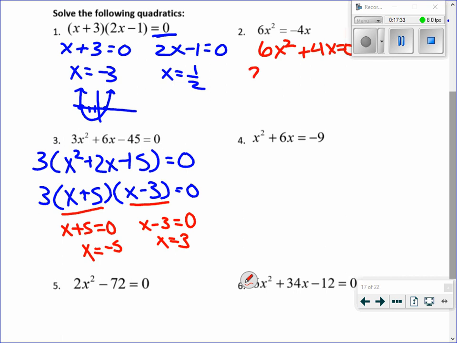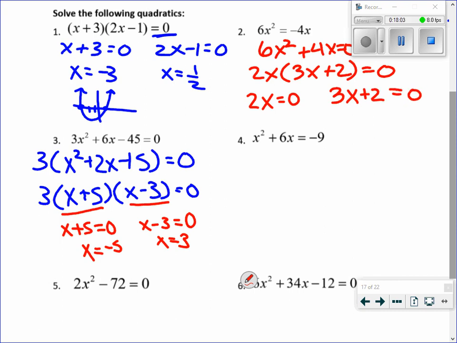Yeah, good job. 2x. So I factor out 2x, then we have 3x plus 2 equals 0. So here's where your GCF matters. Why does our GCF matter here? Because it has an x with it. So one factor is actually going to be 2x equaling 0 that I'm solving for. And my other factor would be 3x plus 2 equals 0.